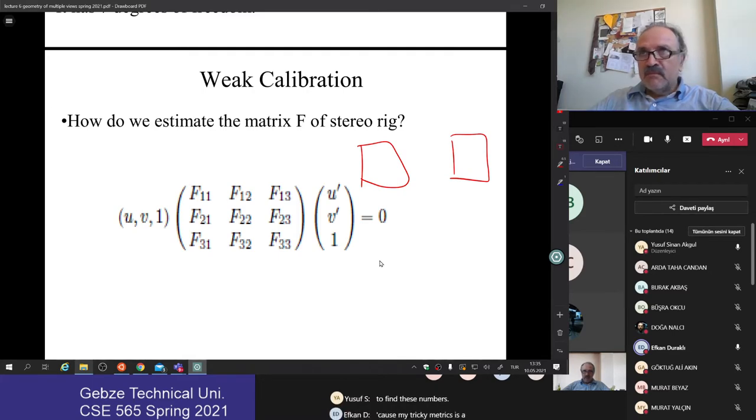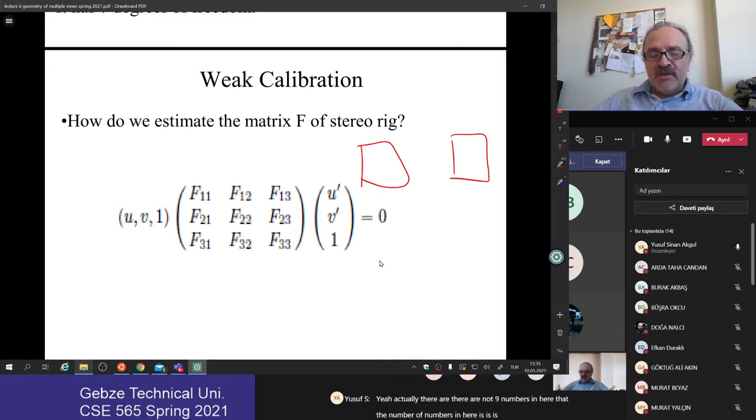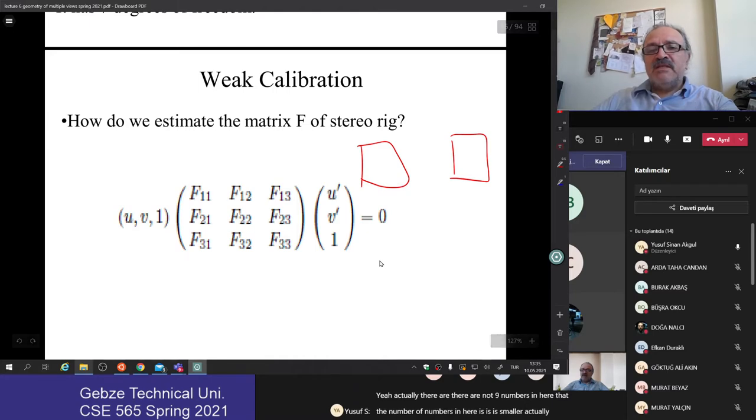The matrix has 8 degrees of freedom, like in perspective projection. Yeah, actually there are not nine numbers in here. The number of numbers in here is smaller actually. Degrees of freedom is smaller. Why? Because there is a zero here.